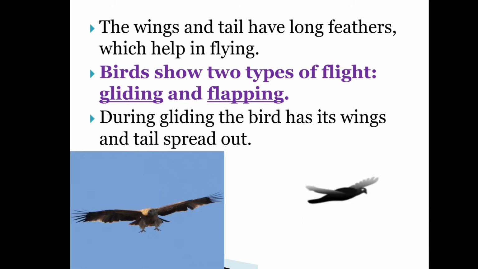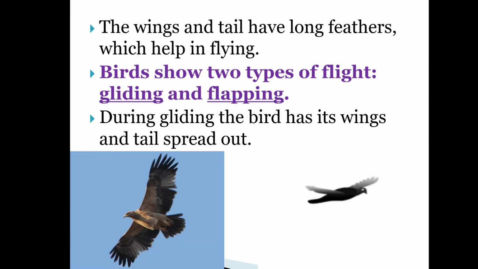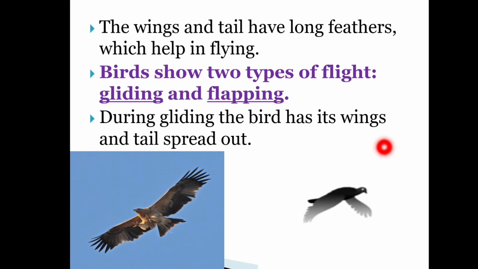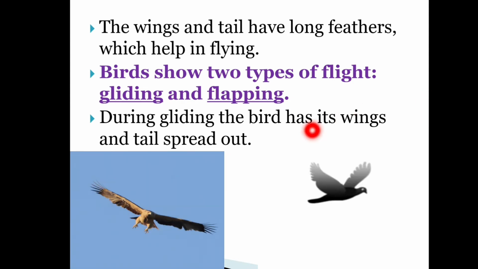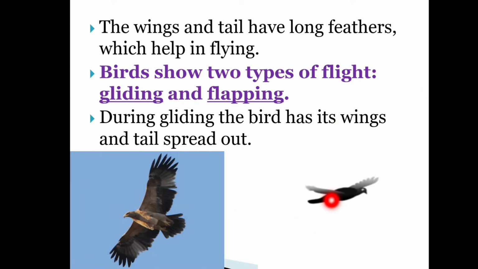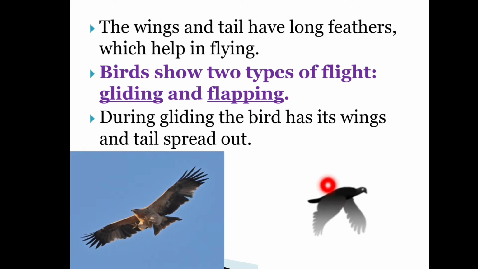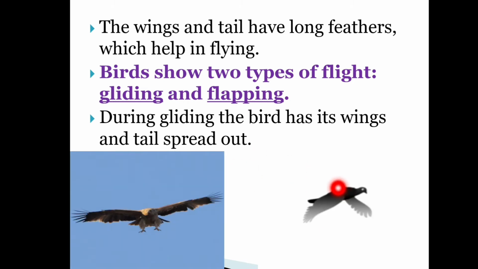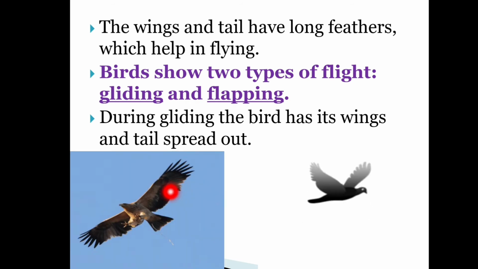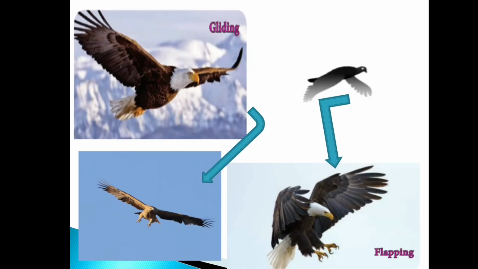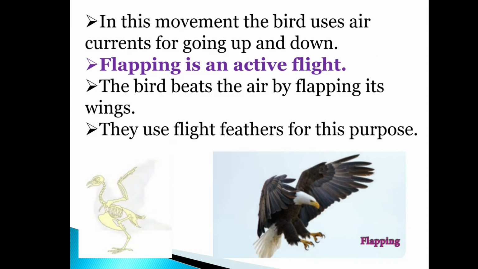Birds show two types of flight, gliding and flapping. During gliding, the bird has its wings and tail spread out. So you can see here this is gliding and this is flapping. So birds show two types of flight. One is gliding, another one is flapping. During gliding the bird has its wings and tail spread out. In this movement, the bird uses air currents for going up and down.